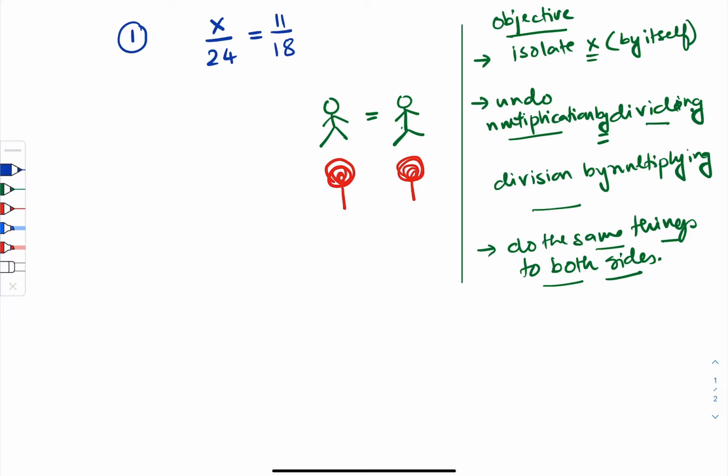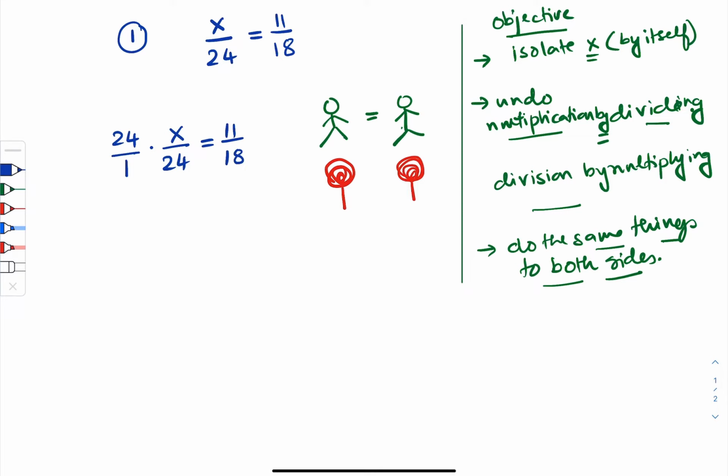Let's go ahead and apply all of this to this equation. Out here we have x divided by 24 is equal to 11 by 18. We have to undo the 24 in order to isolate the x. Since x is divided by 24, we undo the division by multiplying. So we're going to multiply both sides by 24. You could just put the 24 out here, or to make it easier, put the 24 over 1, and then you have a nice fraction which you can reduce.